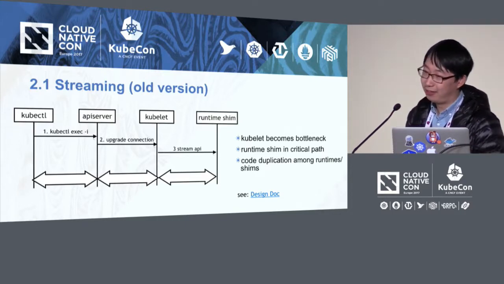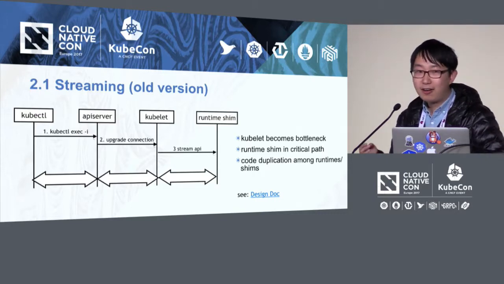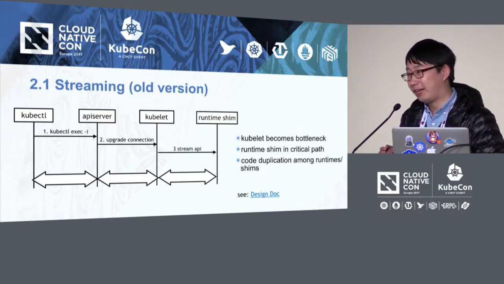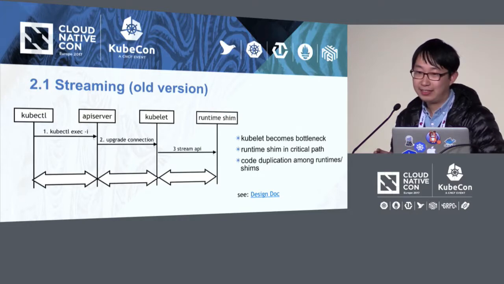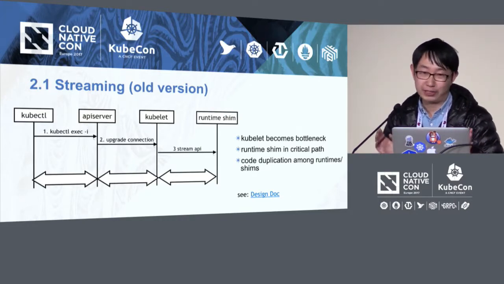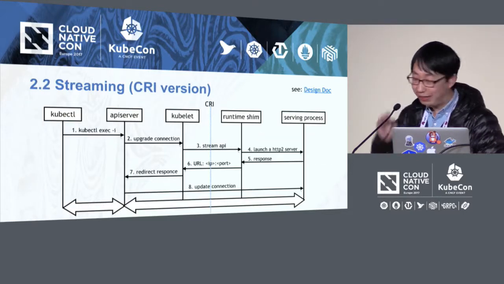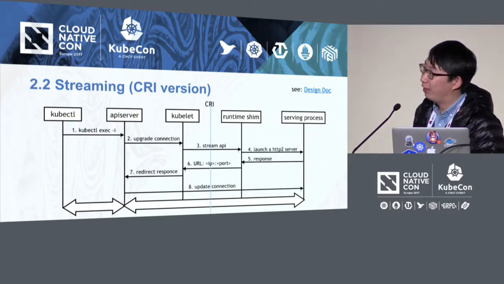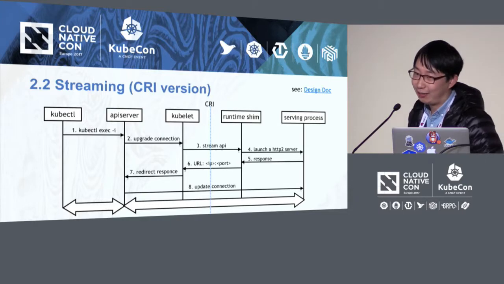And on the other hand, there is a lot of code duplication among the runtime machines. For example, Docker and Rocket are almost handling this kind of streaming API in the same way, but they have to implement everything on their own side. No code share here. So that's why in the Container Runtime Interface version, we changed the design of the streaming.